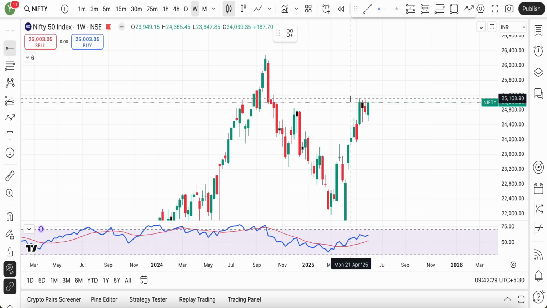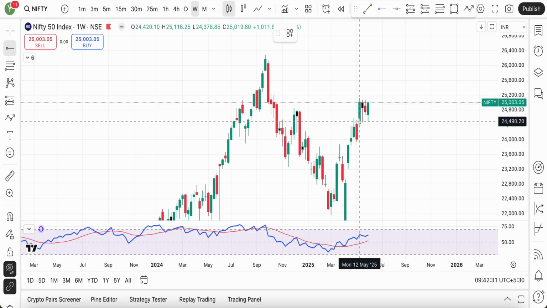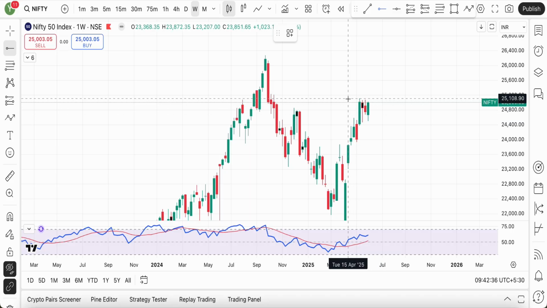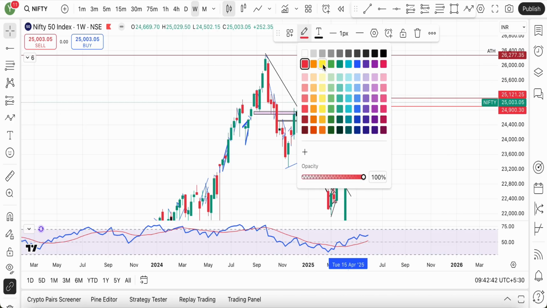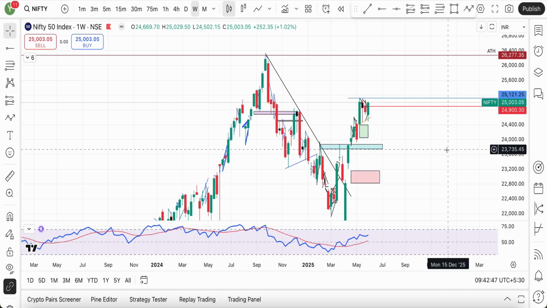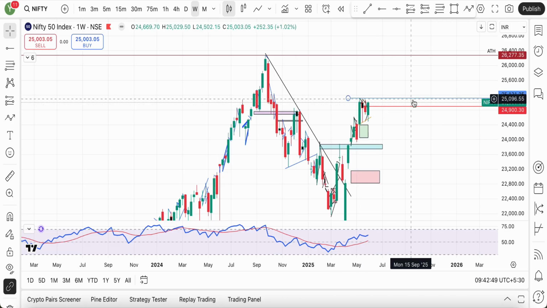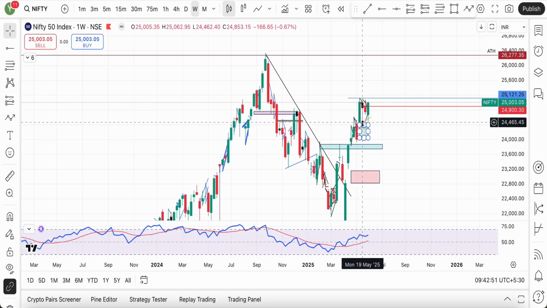This 25,120-ish zone, or the high of this, is 25,116. So 25,120 is something that we can look at. I'll change the color of this particular thing to yellow. Yellow is not too visible on the chart. Maybe, yeah. So this blue color is the weekly high of this particular weekly consolidation, right?